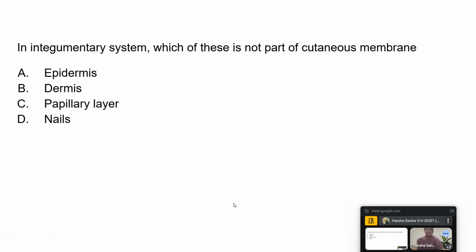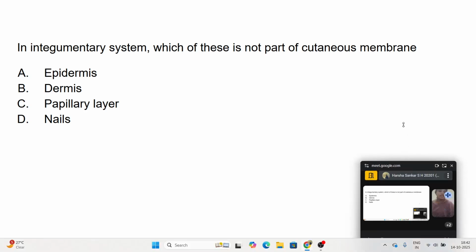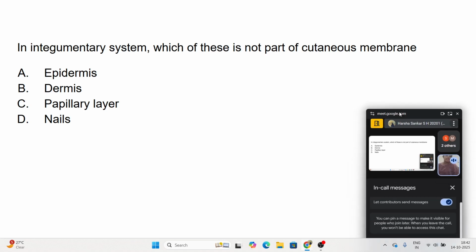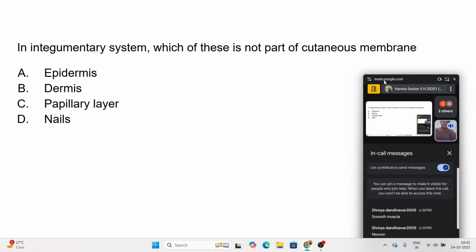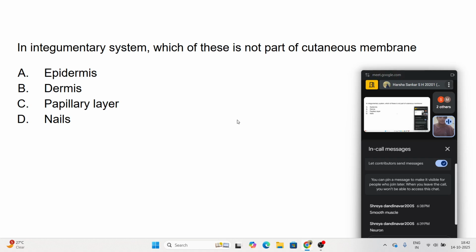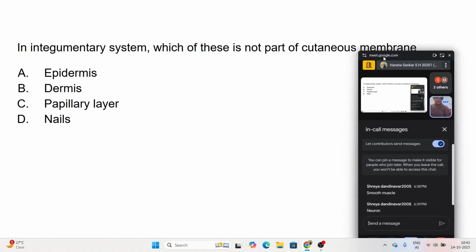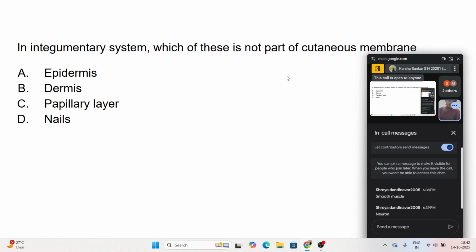So, in the integumentary system, which of these is not a part of the cutaneous membrane? Now the question is back to the first topic, after the introductory session where we first learned about the integumentary system. That is the question. Option A epidermis, option B dermis, option C papillary layer, option D nails. Which of these is not a part of the cutaneous membrane?